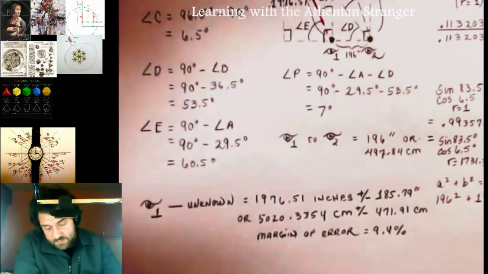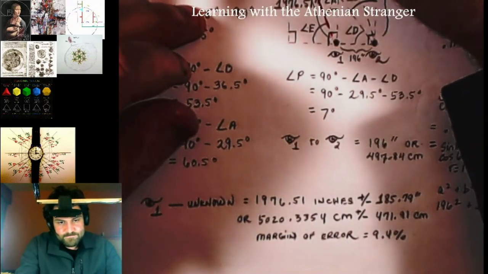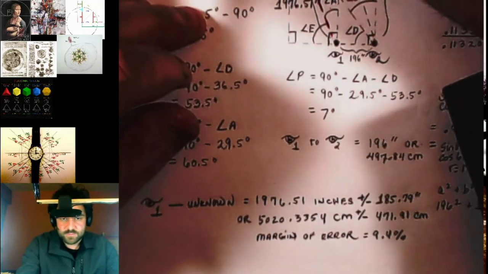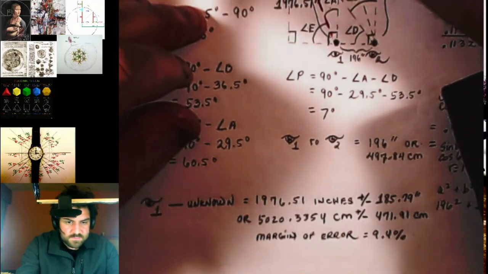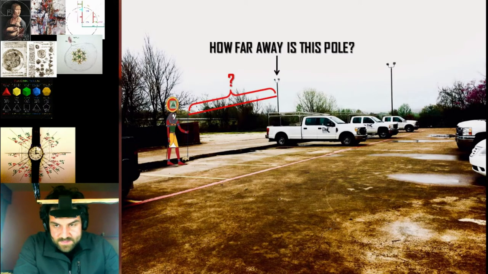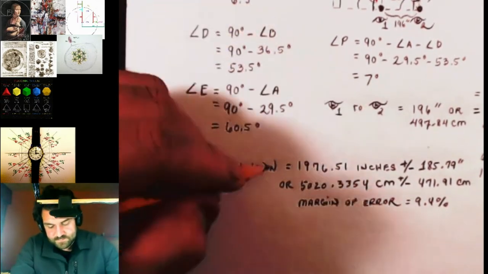Now, I actually can't go out, though I suppose I could go out and measure it somehow. Let's go back to our original image. I want to put this guy up here. So now I know how far I am away from that pole. I am 1976.51 inches, plus or minus 185.79 inches, or I'm 5,020 centimeters away, plus or minus 471 centimeters. That's how far I am away from that pole. It's just amazing that we can compute that. So my distance to the pole is given right here.